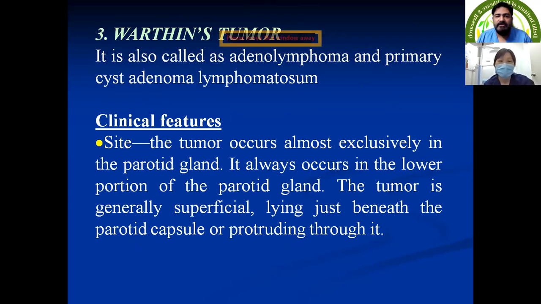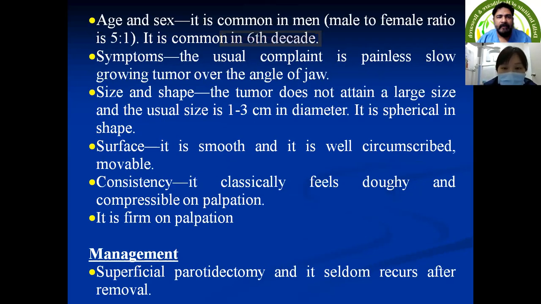Then Warthin tumor, it is also called adenolymphoma or papillary cystadenoma lymphomatosum. The clinical features are: the tumor occurs almost exclusively in the parotid gland. It always occurs in the lower portion of the parotid gland. The tumor is generally superficial, lying just beneath the parotid capsule or protruding through it. Age and sex: it is commonly found in males. Male to female ratio is 5:1. Symptoms usually complained of are a painless, slow-growing tumor over the angle of the jaw.